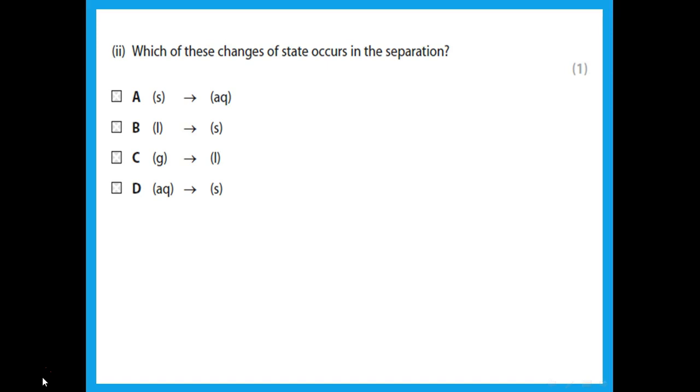Okay? Which of these changes of state occurs in the separation? So when we're doing distillation, which change of state is happening? Solid change into something?